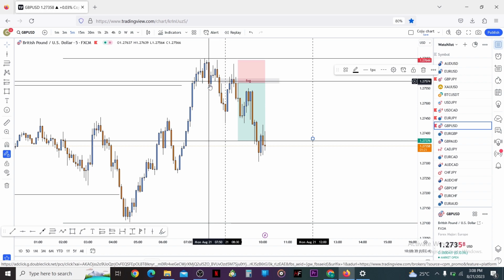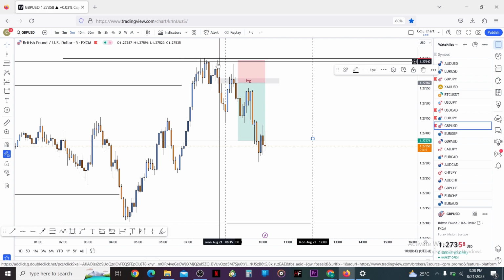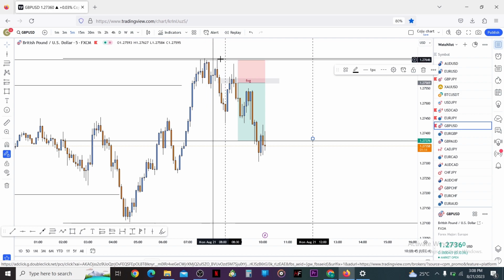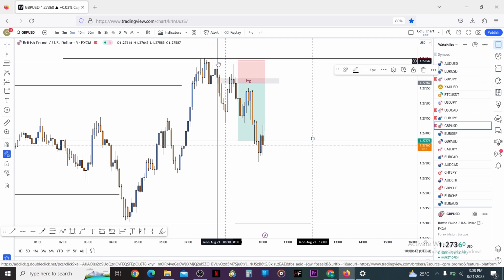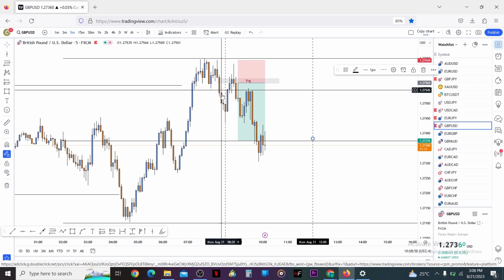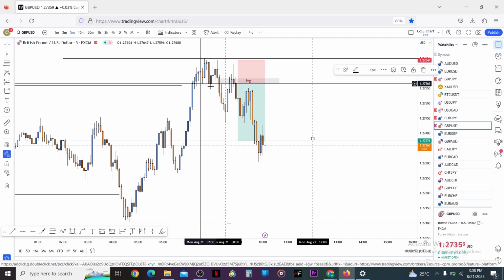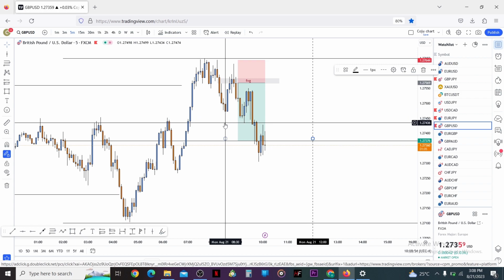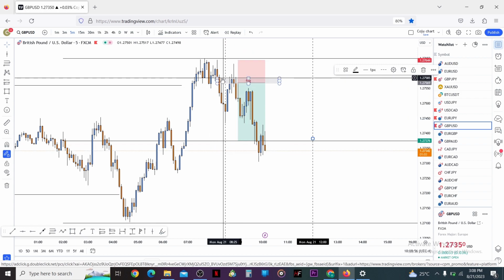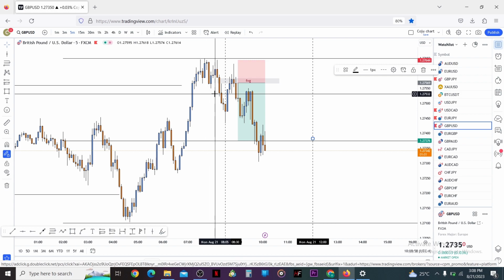So we can see this initial impulsive move that broke the higher low, and then this particular high that refused to create a higher high now becomes our lower high. Then we can see this impulsive move that creates our lower low, and now we are entering off the fair value gap right here.